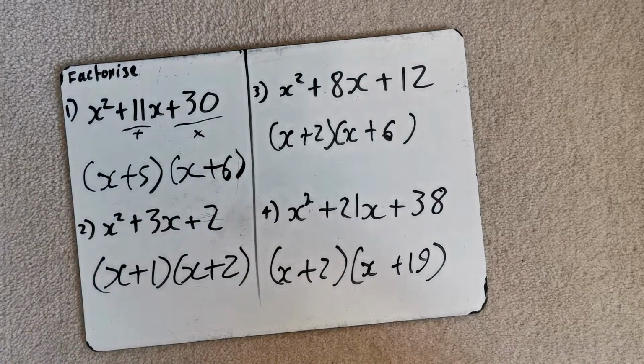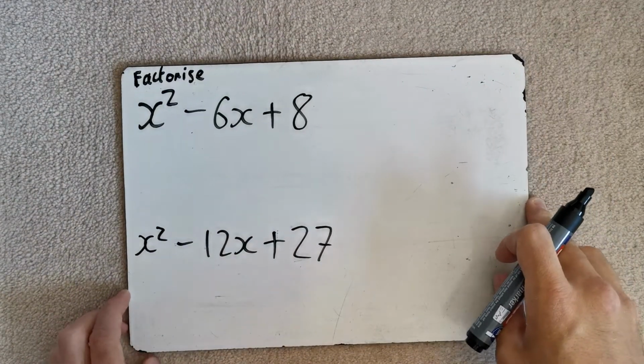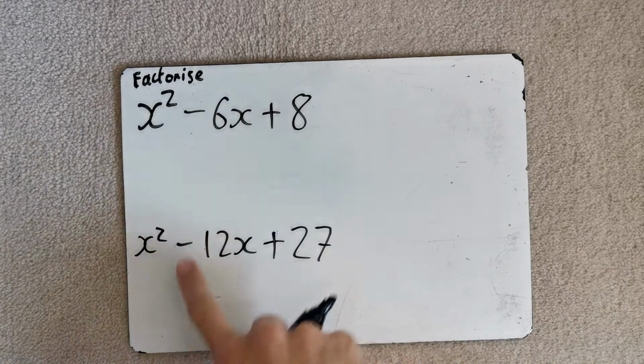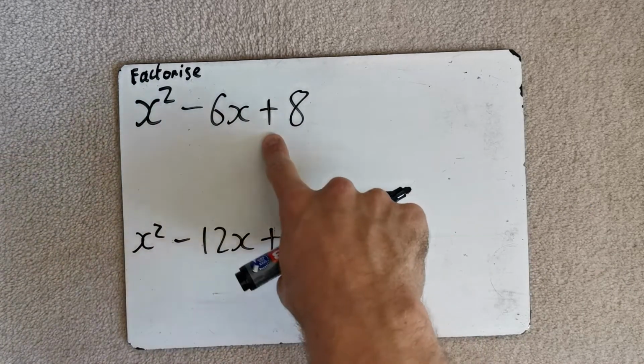I just need to make up the boards. Okay, carrying on. We're going to factorise these ones, but this time there's a negative there. There's a negative there, but these are both positive. That is the most telling part of it.